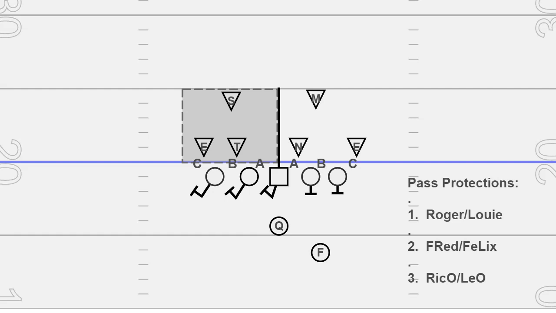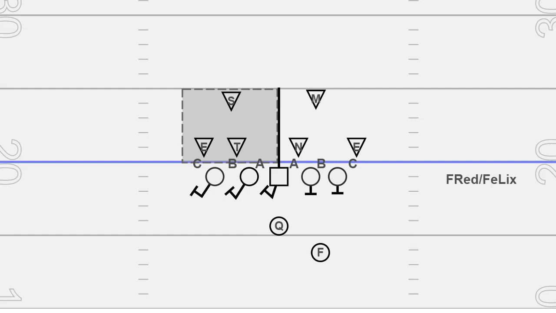As I stated in the first video pass protection module, the pass protection calls are all names of guys. The first module discussed the five-man protection call, Roger and Louie. This module, the second module, will address our six-man protection, Fred and Felix. The R and the L in the name will still indicate what direction the slide is going. In this case, the call would be Felix. L in Felix, L in left. Slide side left, man side right.